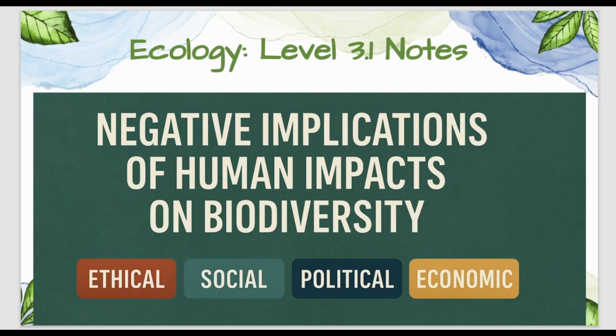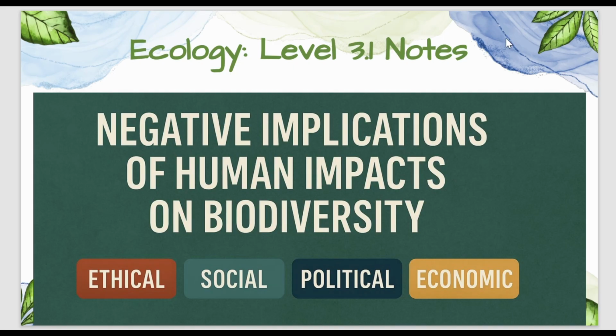Hello and welcome to level 3.1 notes of our ecology menu number 2. This set of notes is going to be covering our negative implications. So going back to that standard of positive and negative, we are now going to jump into the negative first, and level 4 will go into the positives. But for level 3, we're going to start talking about the negative implications or consequences of these different human impacts on our biodiversity within our ecosystems.